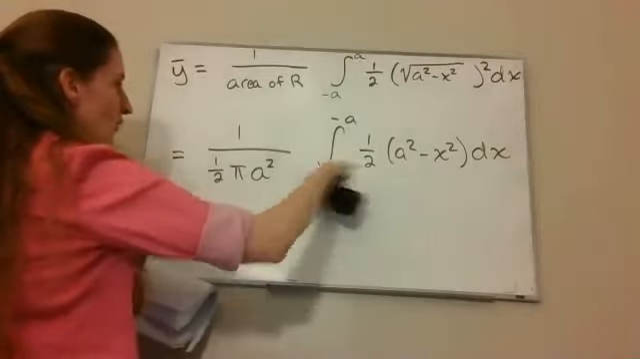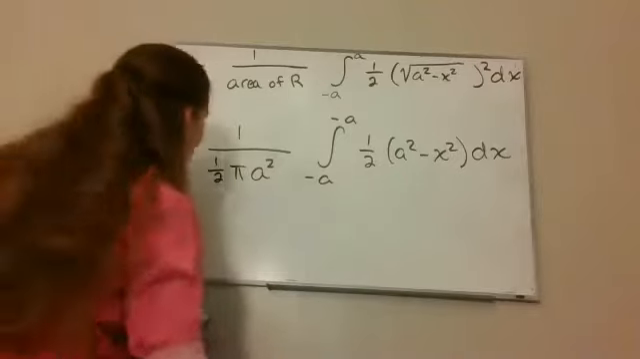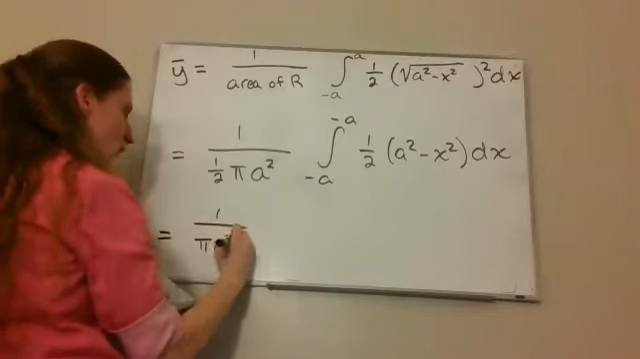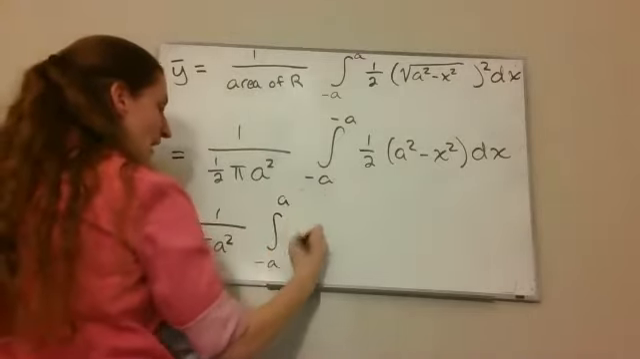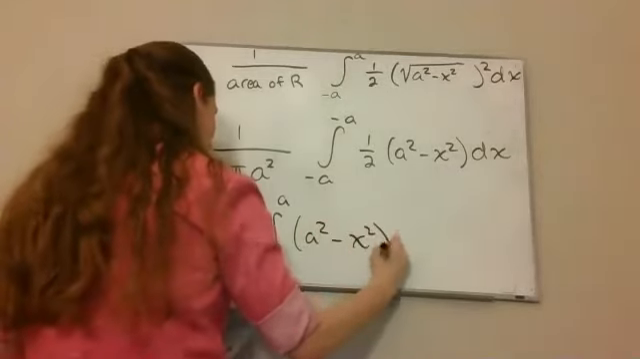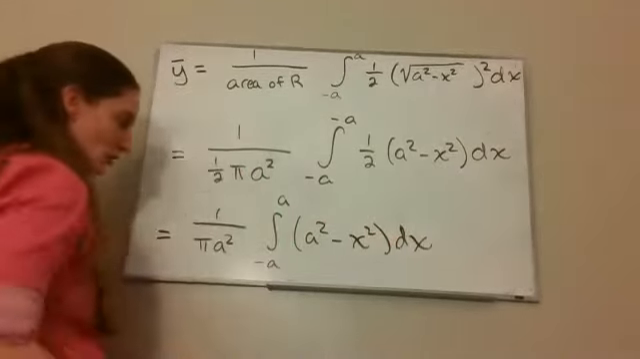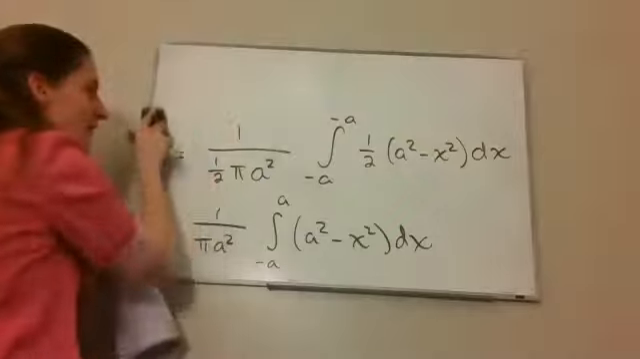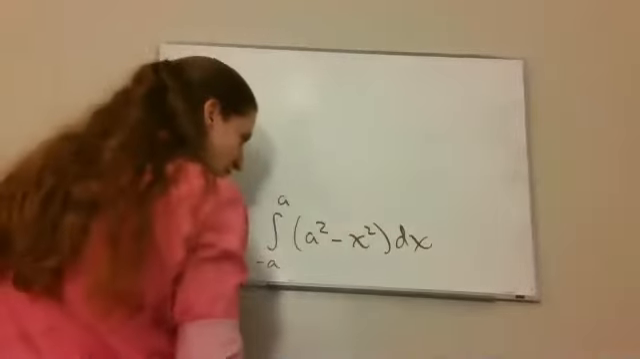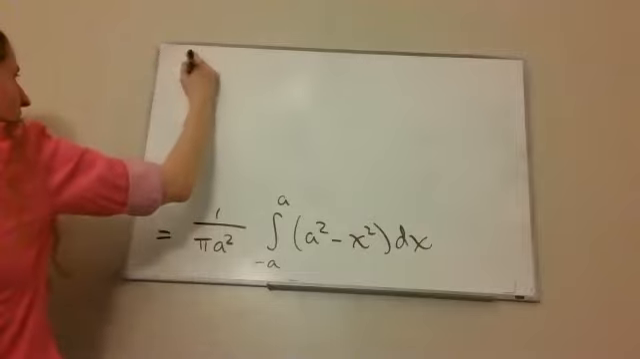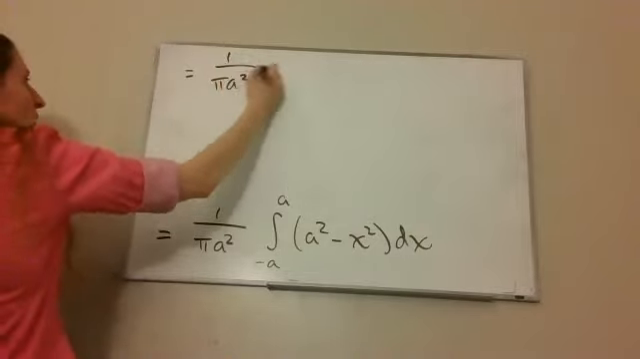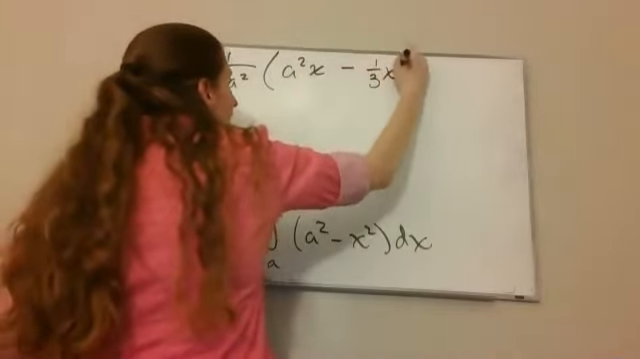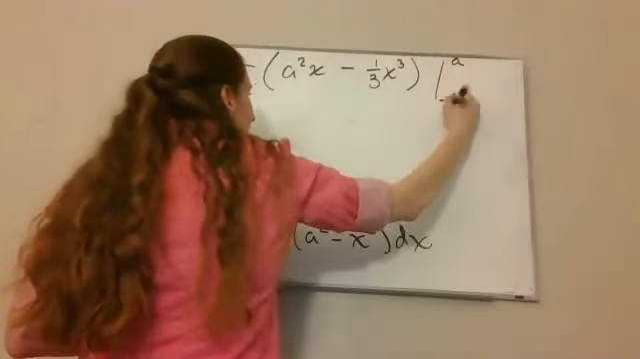And so now I can pull this 1/2 outside, and it will cancel the 1/2 down in the denominator over here. And we just get 1 over pi a squared times the integral from negative a to a of a squared minus x squared dx. Now I can do my antiderivative. The antiderivative of a squared is a squared x. And the antiderivative of x squared is 1/3 x to the 3rd. So I have 1 over pi a squared times a squared x minus 1/3 x to the 3rd, and we have to plug in a and negative a.